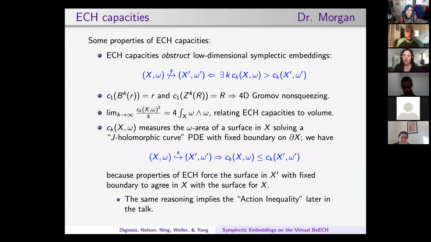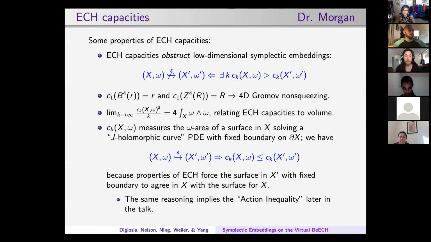Okay, next slide. So, some properties. The contrapositive of the blue formula on the previous slide is that if one capacity of (X, omega) is greater than the corresponding capacity of (X', omega'), then (X, omega) cannot symplectically embed into (X', omega'). That means you have something that could possibly be easy to check. You just need to check two numbers, and if one number is bigger than the other, then you don't have an embedding.